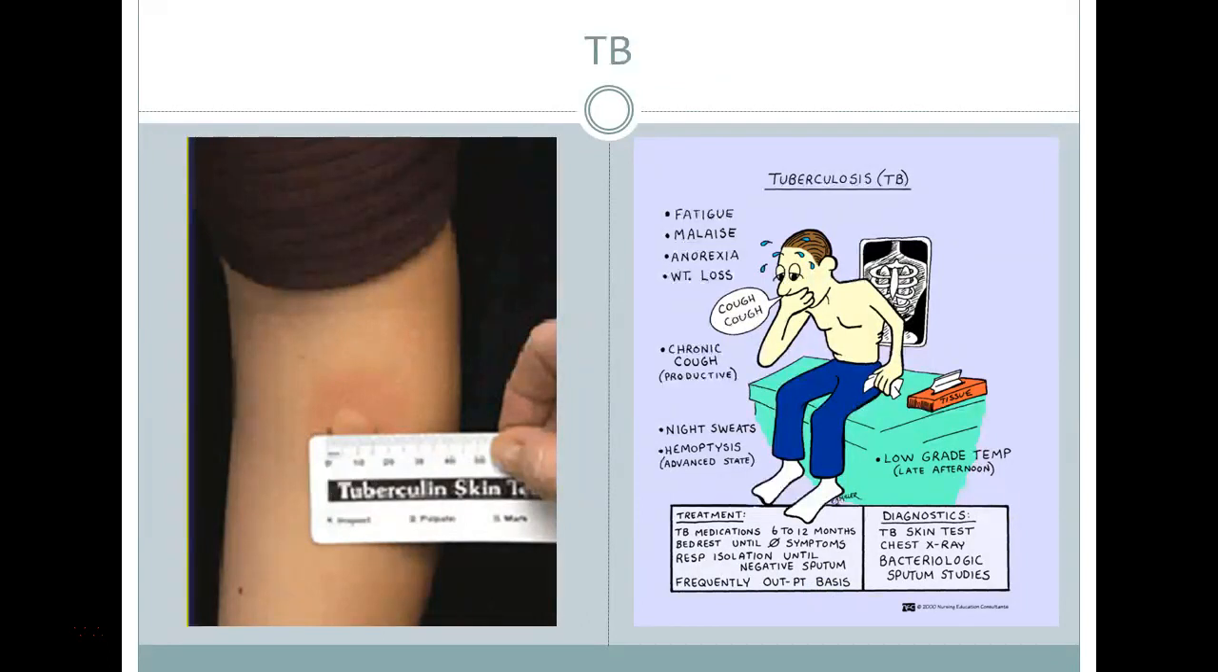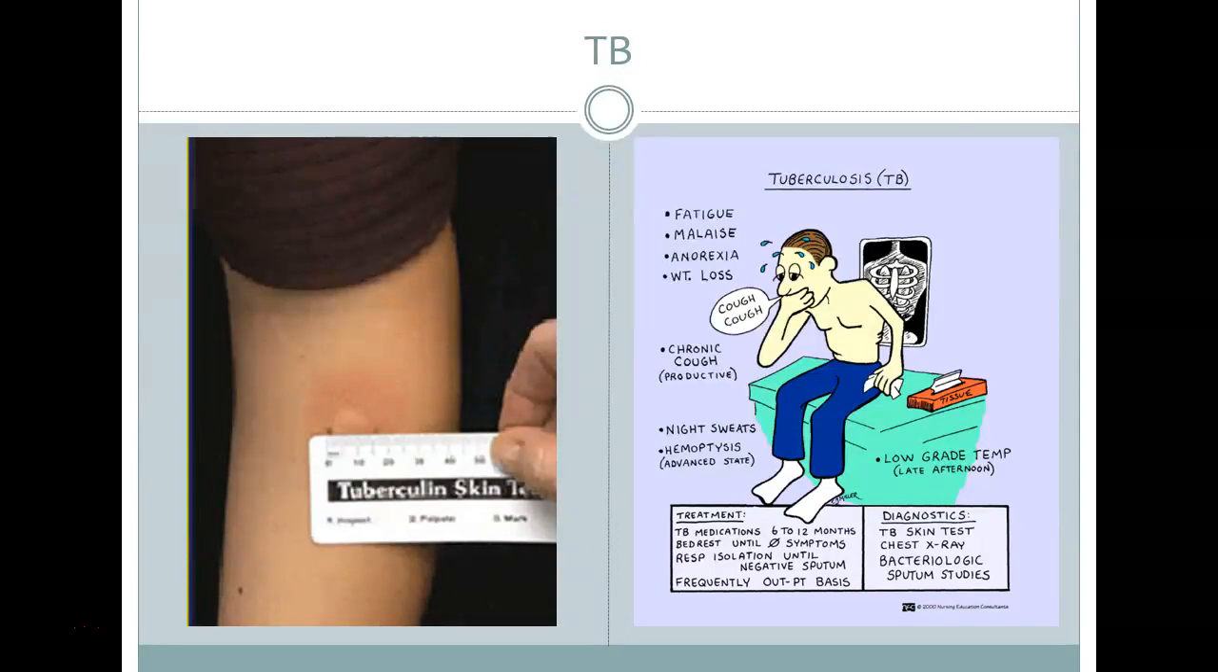Again, a positive PPD test is measured at 10 millimeters or higher. It's not the redness around there that you're seeing on that screen, but the actual raised area that has got to be 10 or more to be an actual positive PPD.